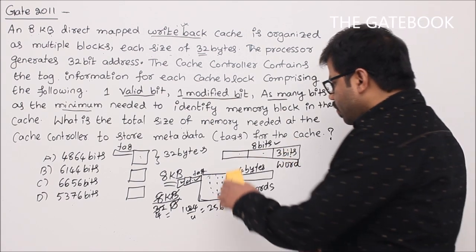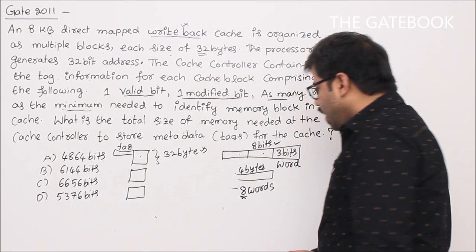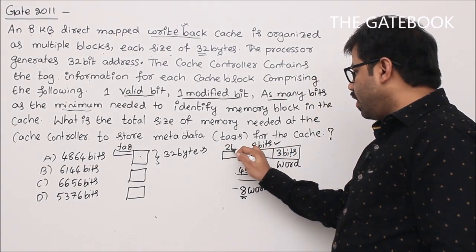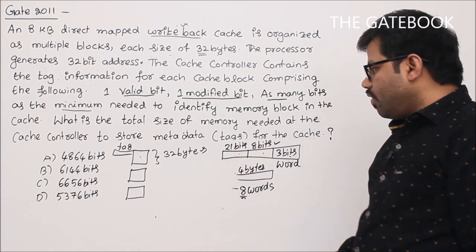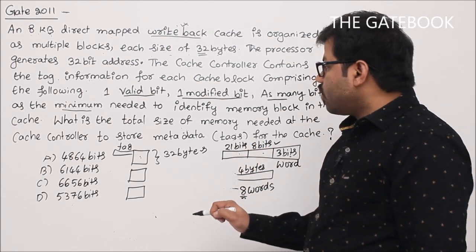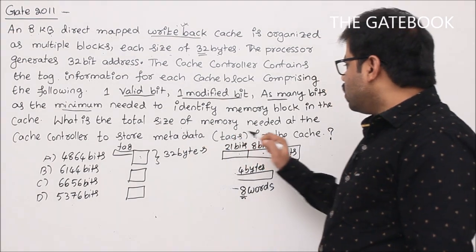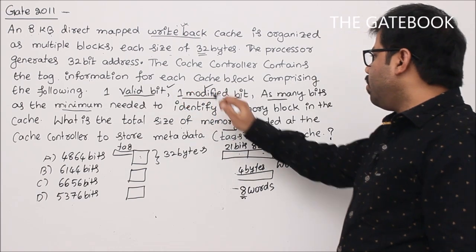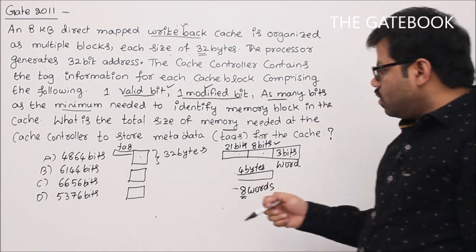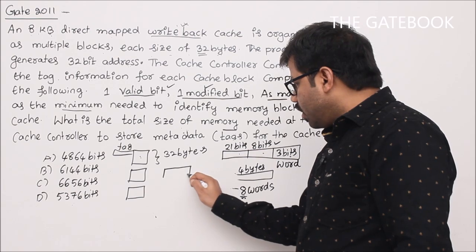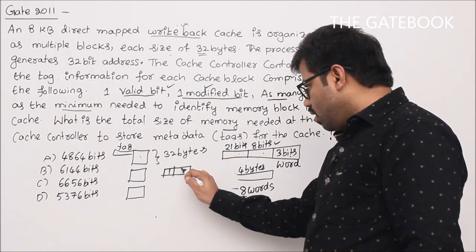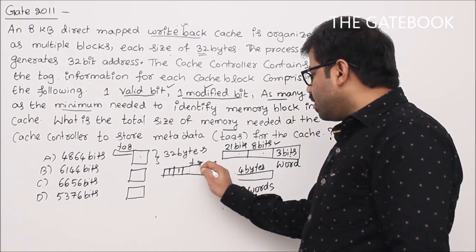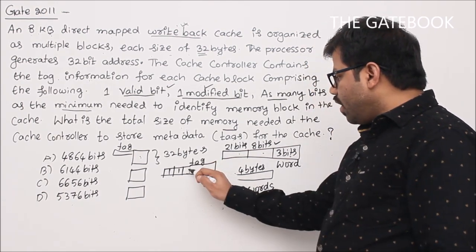The third thing, tag, correct? Remaining bits are tag. So we have 32 bits, 8 plus 3, 11 gone, the remaining bits are 21 bits. So these 21 bits are going to be the tag. Now the question is about metadata, right? So what is metadata? Tags. Tags are valid bit, modified bit, the tag field, correct? So finally, each cache block is going to have one valid bit, one modified bit, and we know that one tag, right? So how many bits are required in the tag field?